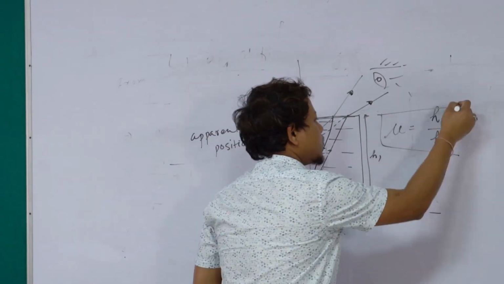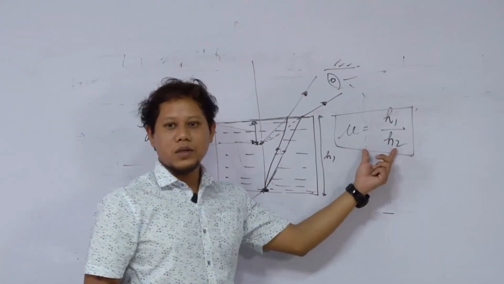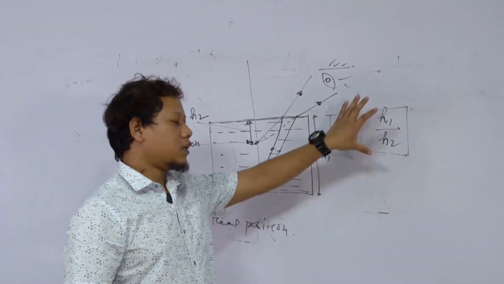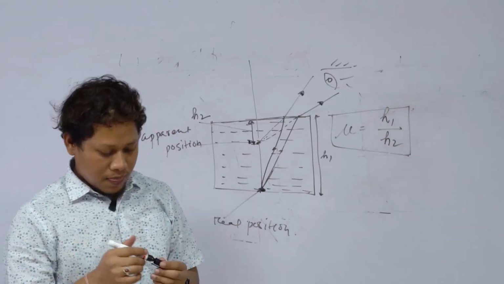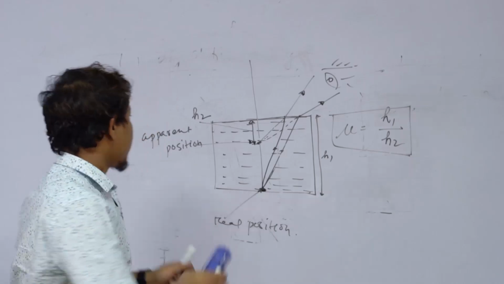So this relation is important. Why? Because in exercise there is a numerical. We can solve the numerical by using this relation. Okay. So now next we'll discuss the principle of reversibility.